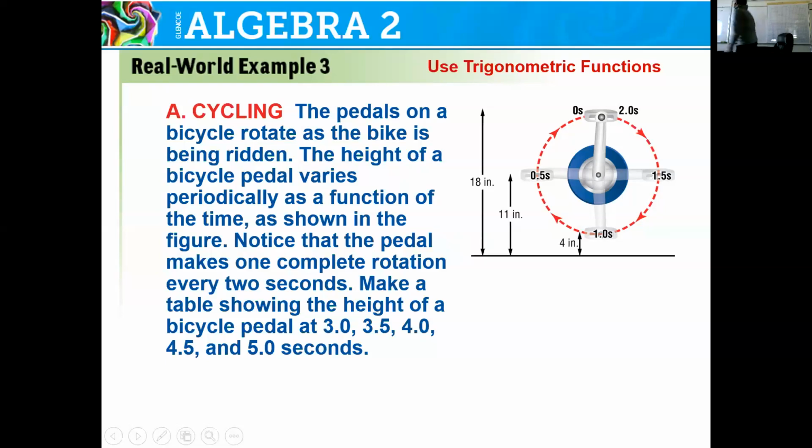And I could just take that information and fill out a little table. So at 3 seconds, I should be where I am at 1 second. So that's 4 inches. 3.5 seconds is 11 inches. 4 seconds completes my full rotation. I'm at 18 inches. 4.5 seconds, I'll be at 11 inches. 5 seconds, I'll be at 4 inches. Okay, and then I could go and carry on. And you can come up with that just by analyzing the graph.